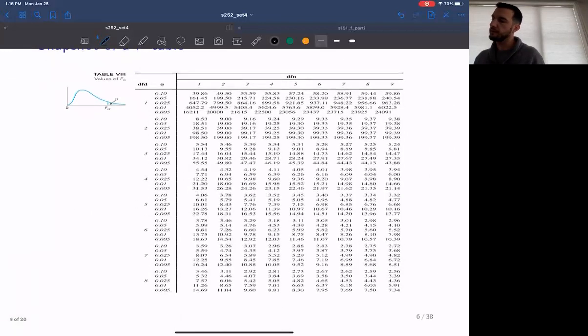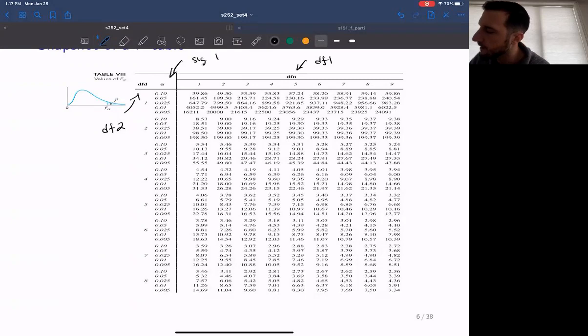Okay, so this is an example of an F table. This is the first page of the F table. You can see that we have DF numerator, which is DF1, lining the top here. And then we have DF2 lining the side. And then we have our significance level, which is alpha, in the second column.